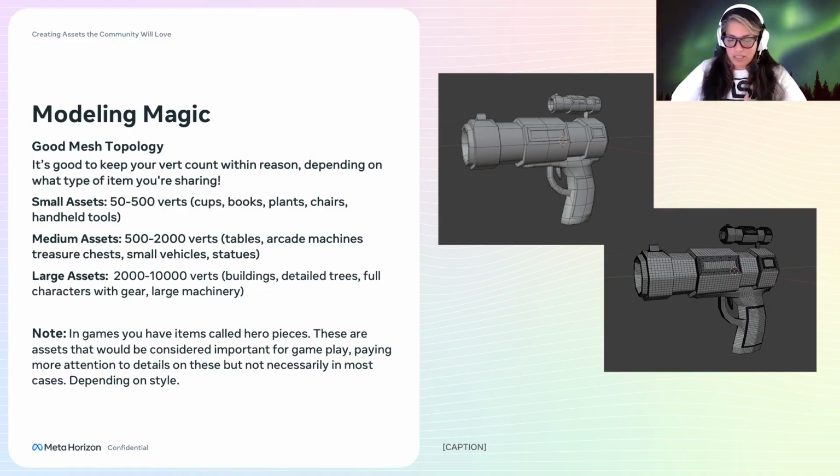Paying more attention to details on these, but not necessarily in most cases, depending on style. And that's overall if you are building a game and you have these pieces that are super important. Maybe a character is holding those pieces and you can see it up close. You kind of want to make that a little more pretty. And that may be where you want to spend more of that data, but really it's not necessarily just vert count. You can also hike up the texturing as well.